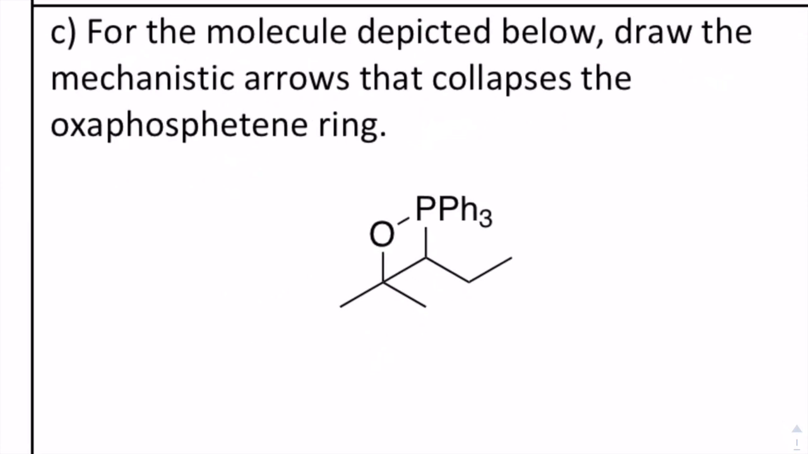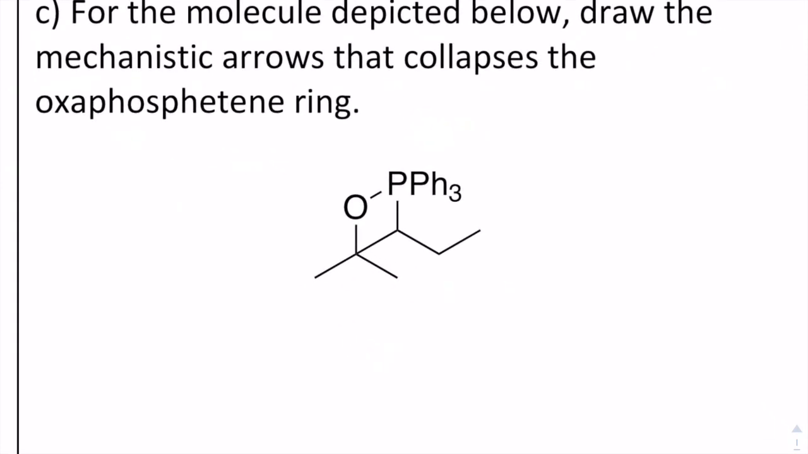For the following molecule depicted below, draw the mechanistic arrows that collapse the oxaphosphetane ring. So in the Wittig reaction, we have this key intermediate, the oxaphosphetane ring. Although you don't need to know the name of this ring, it is important to rationalize the mechanistic arrows and why some might go somewhere and some might go somewhere else. So clearly we are going to form an alkene in the Wittig reaction. And the driving force of this reaction is the formation of that strong oxygen-phosphorus double bond. So I'll just draw the end product first. This is the driving force of the whole reaction.